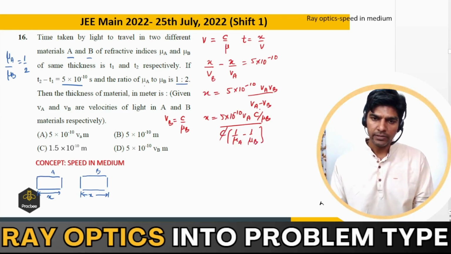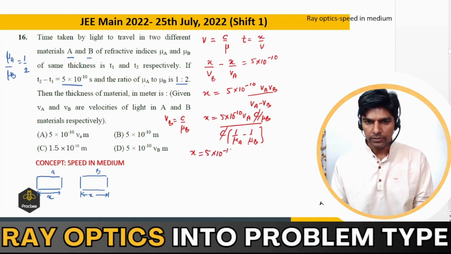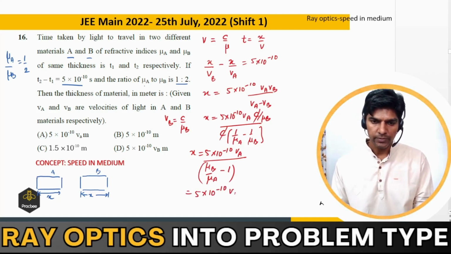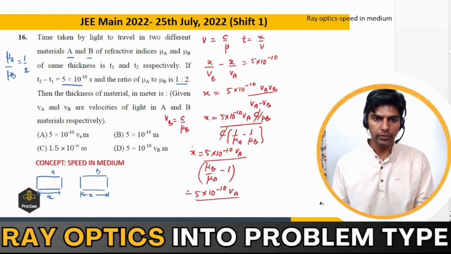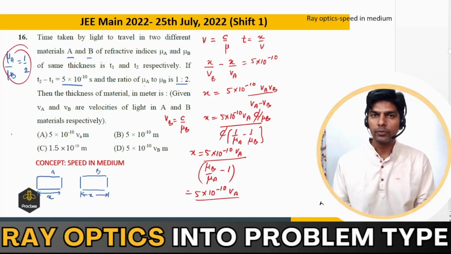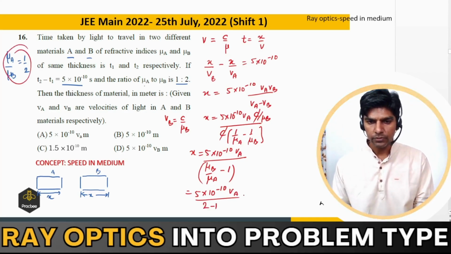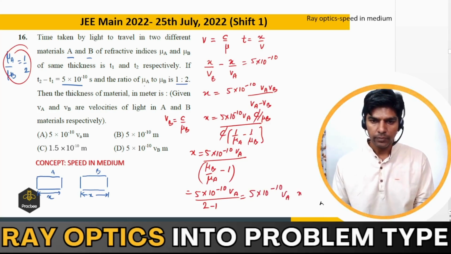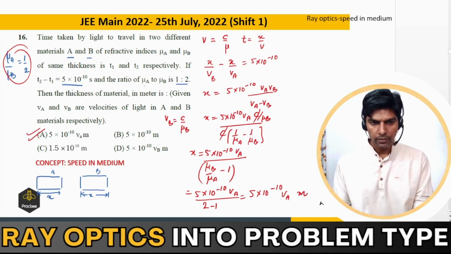Okay, so this C will get cancelled out. Or I can write this as 5 into 10 raised to power minus 10 times VA divided by mu b by mu a minus 1. So this can be written as 5 into 10 raised to power minus 10 times VA divided by, what is mu b by mu a? That will be 2, na? Mu a by mu b is 1 by 2, so that will be 2. So 2 minus 1. So it comes out to be 5 into 10 raised to power minus 10 VA meters. So if you look at the option A, that is the right answer.